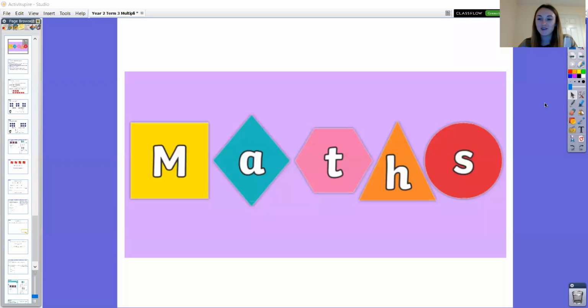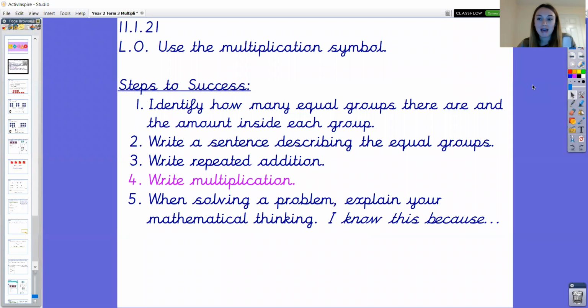Good morning, Year 2, and welcome to our next online maths lesson. This morning in maths, we are going to be focusing on using the multiplication symbol. So please pause the video here and write the short date and the learning objective.